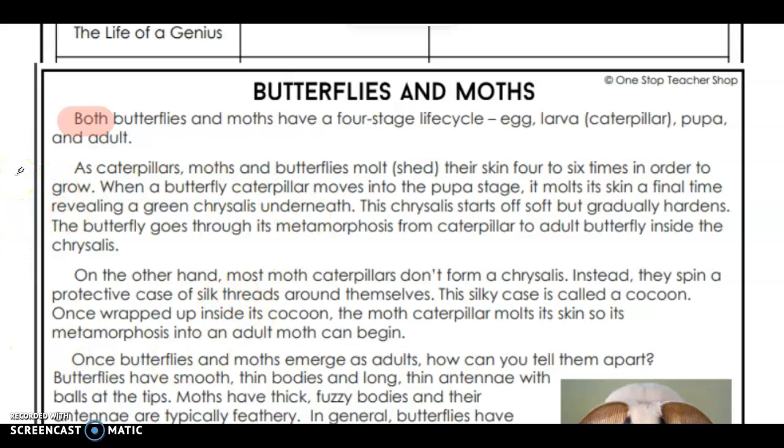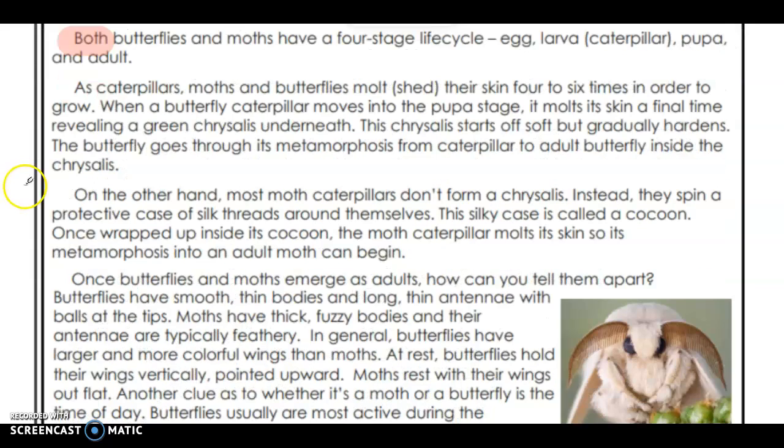As caterpillars, moths and butterflies molt, shed their skin 4 to 6 times in order to grow. When a butterfly caterpillar moves into the pupa stage, it molts its skin a final time, revealing a green chrysalis underneath. This chrysalis starts off soft but gradually hardens. The butterfly goes through its metamorphosis from caterpillar to adult butterfly inside the chrysalis.